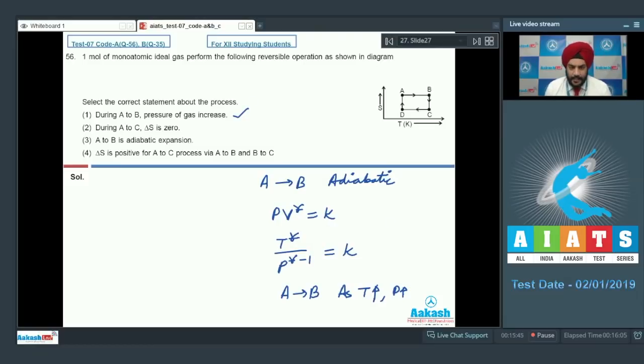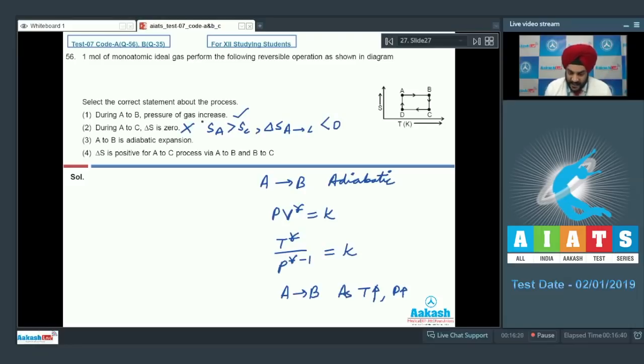If you look at the second statement now, during A to C, delta S of gas is 0. So if we look at the path from A to C, the value of delta S is negative as SA is more than SC. So delta S from A to C shall be negative. So the second statement is incorrect.